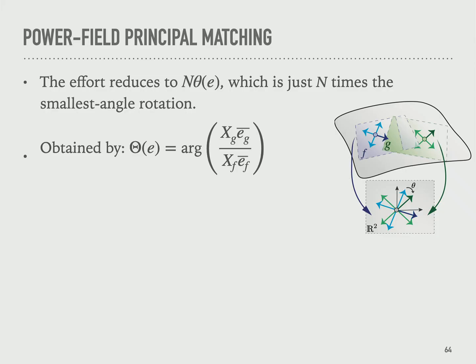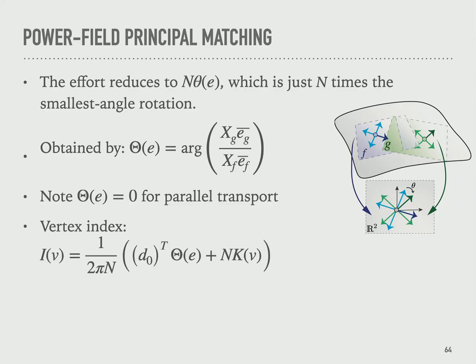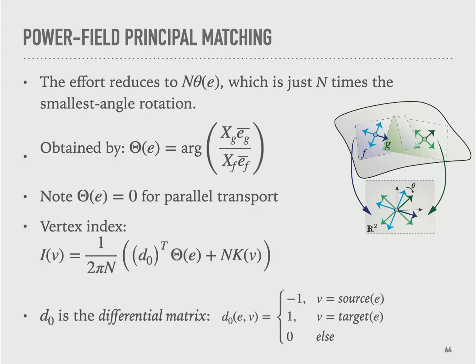You add it up around vertices. For parallel transport, if they're totally equal, you're getting a 0. Now, this looks like a complicated expression, but it is. This weird D0^T operator is basically something that adds up things around vertices in the correct orientation. This is what's called the differential operator. It's a very simple operator to construct, and when you take the transpose, that is what it does. So you're adding the effort around the vertices, and you're offsetting it by the curvature that you know, the angle defect, times n if it's n. And when you divide by 2 pi n, magically you're getting an integer if you did it correctly. That's, by the way, a way to debug it. If you don't get an integer, something is wrong in the way you did it. But you're supposed to. That's the index of that vertex.